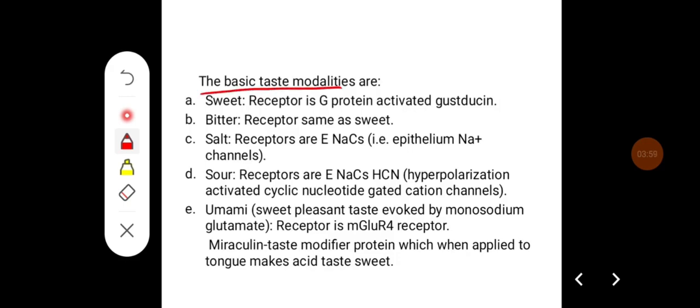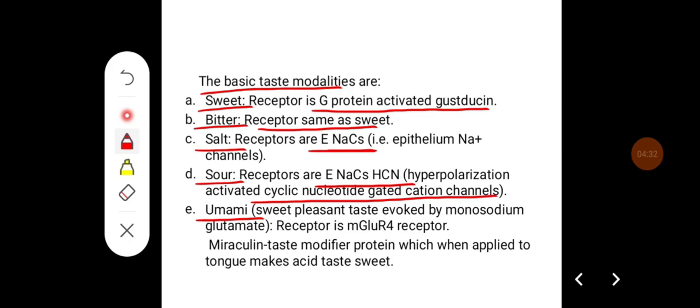The basic taste modalities are sweet, bitter, salt, sour, and umami. The receptor for sweet are G protein activated gusducin, and for bitter, they are the same receptors as that of sweet. The salt receptors are epithelial sodium channels, and for the sour, they are also epithelial sodium channels of HCN type. Here, the hyperpolarization is activated by cyclic nucleotide gated cation channels.